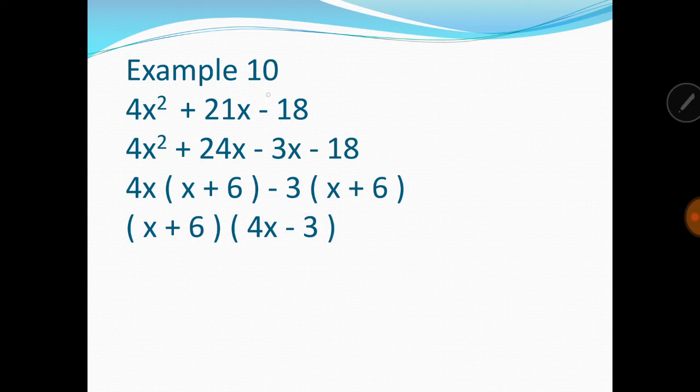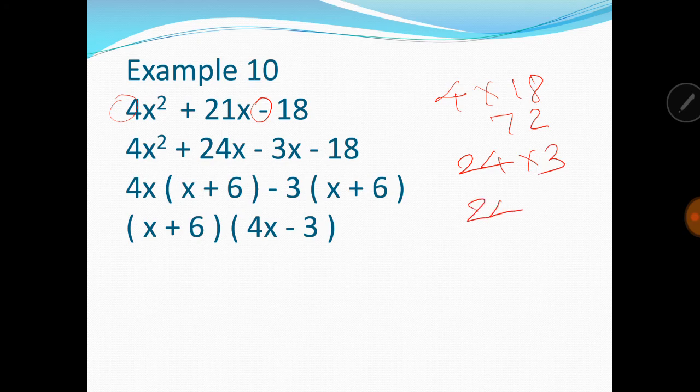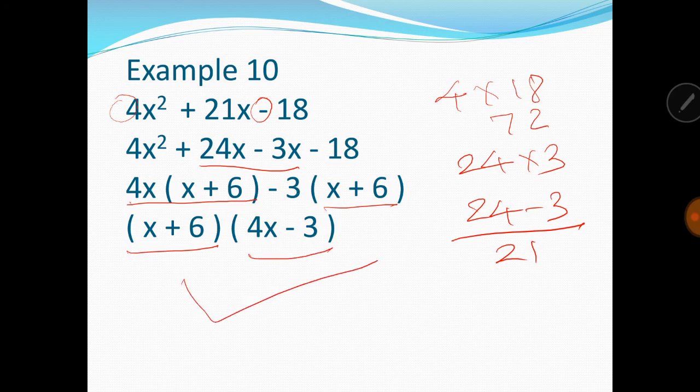This is another example with minus sign here, a is greater than 4. So 4 times c, which is 72, and you need 21 and minus sign here. So you know 24 times 3 is 72 and 24 minus 3 is 21. So these are the two factors that you add here. Now you have 4x common, so x plus 6 here, minus 3 common, x plus 6 here. Now x plus 6 is common, so you have 4x minus 3 here. So these are the factors.